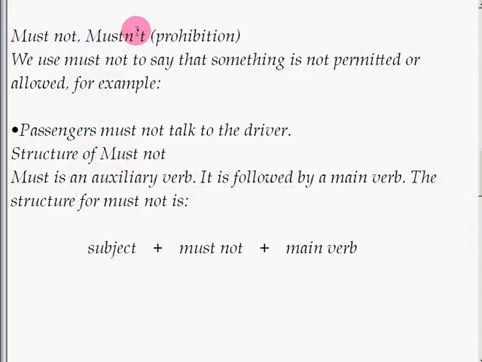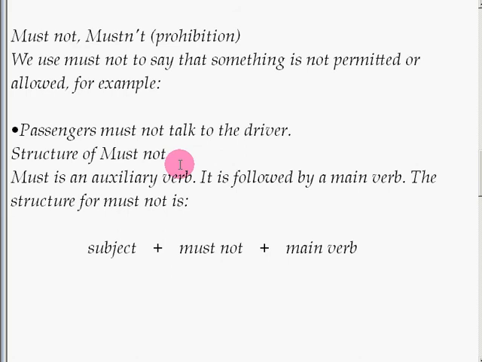For the construction or contraction, we use must not to say that something is not permitted or allowed. For example, passengers must not talk to the driver. Passengers must not talk to the driver. So as you can see, we used must not here. That means the subject is not allowed or permitted to do this action with the driver. Okay? Now, how do we make sentences using the words must not?